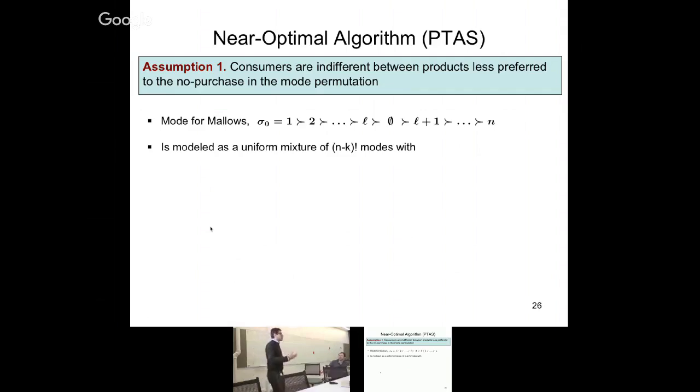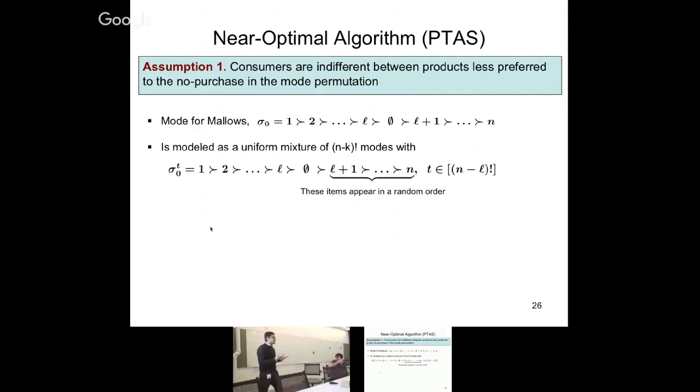Okay, let's say this was our mode. Then I'm saying the real distribution is a uniform mixture of these n minus L factorial modes, where the first L are 1 to L, but L plus 1 to N appear in a random order. That would make users indifferent between L plus 1 to N, on average.